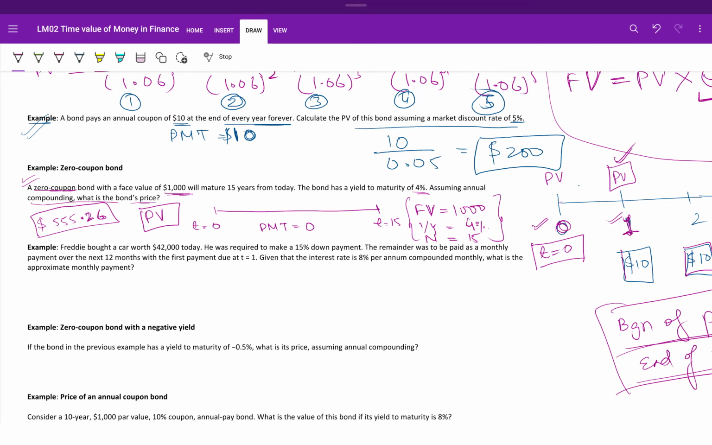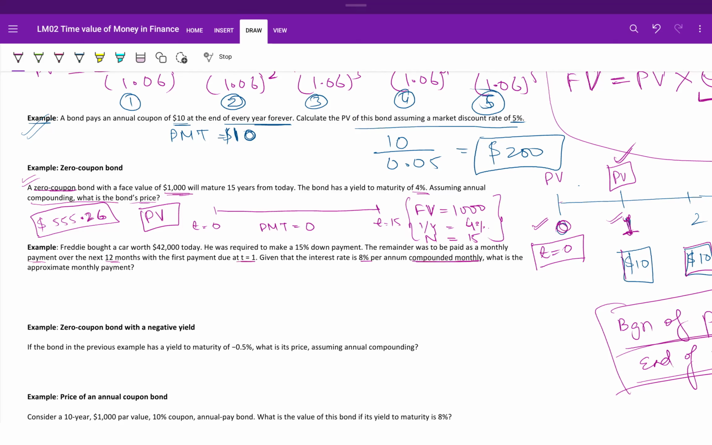He was required to make a 15% down payment. The remainder will be paid as monthly payments over the next 12 months, with the first payment due at time one, given the interest rate of 8% per annum, compounded monthly.